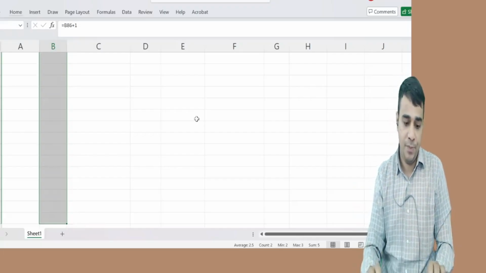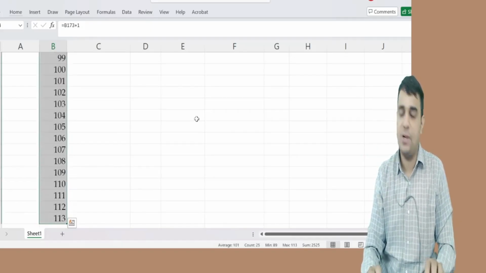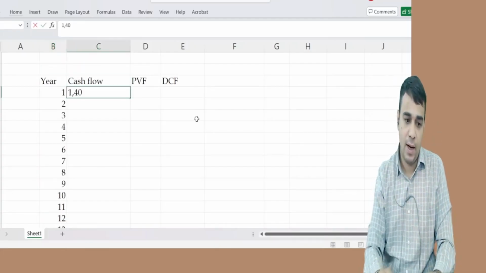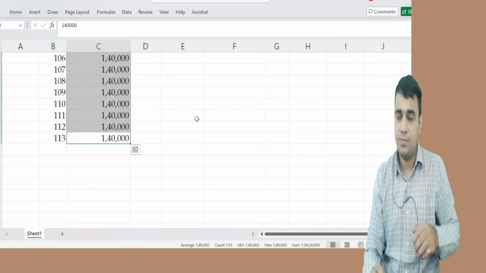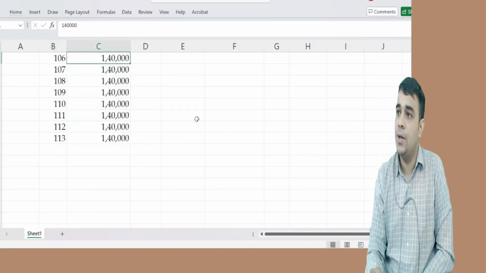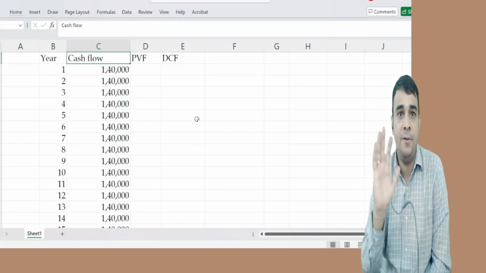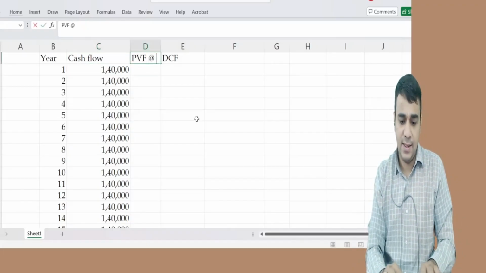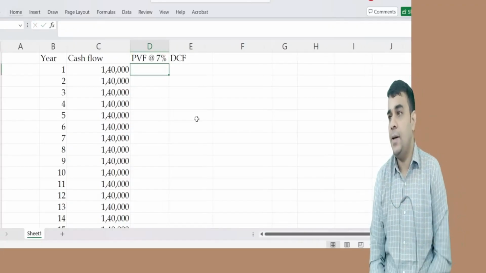In Excel, I go to some, no end to this. Put some 100 years, okay? 100 years is almost like infinity. How much are they going to give? 1 lakh 40,000. This is the amount the bank is going to give for a period of 100 years, let's assume. 100 is like infinity or perpetuity. The discounting rate, let's assume, is 7%. The interest rate is 7%.